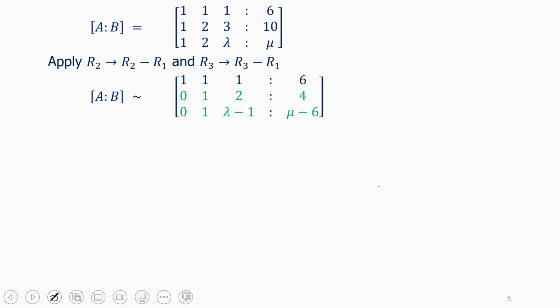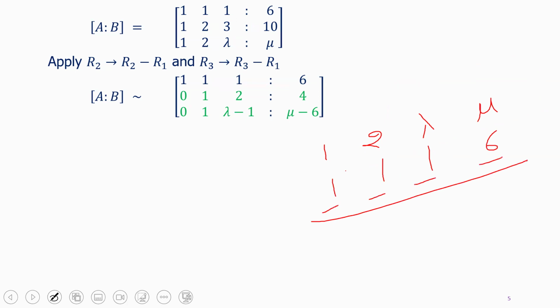Similarly, if we subtract the first row from the third row, 1, 2, lambda, mu minus 1, 1, 1, 6: 1 minus 1 is 0, 2 minus 1 is 1, lambda minus 1 is lambda minus 1, and mu minus 6. The third row is 0, 1, lambda minus 1, mu minus 6.